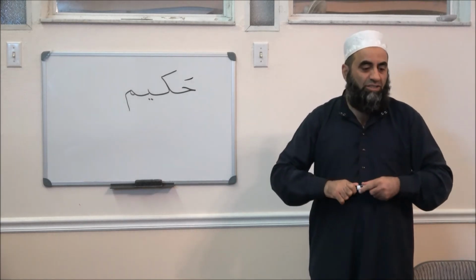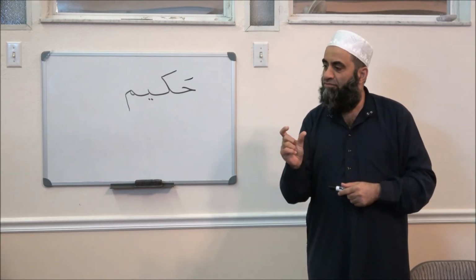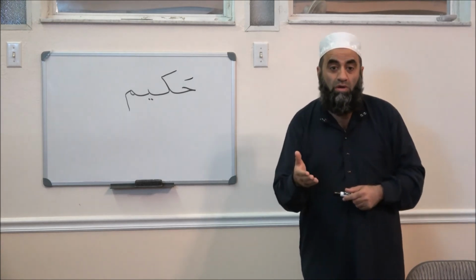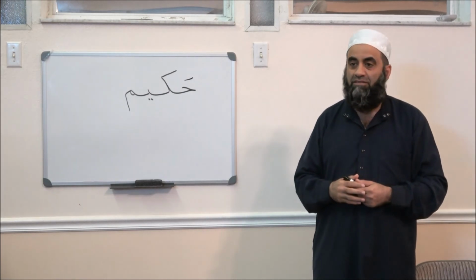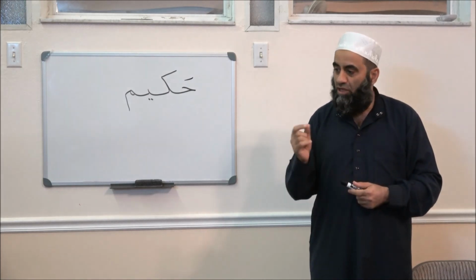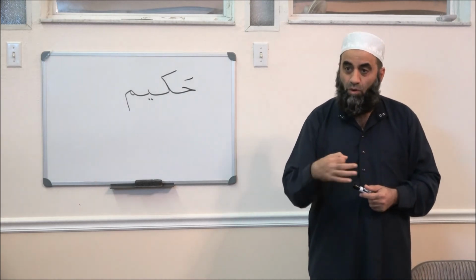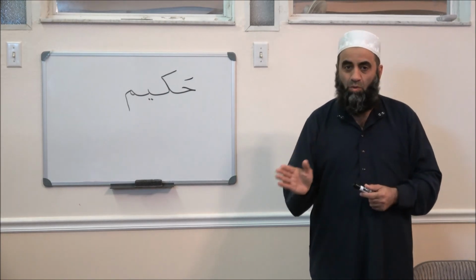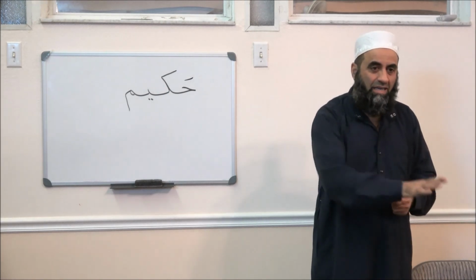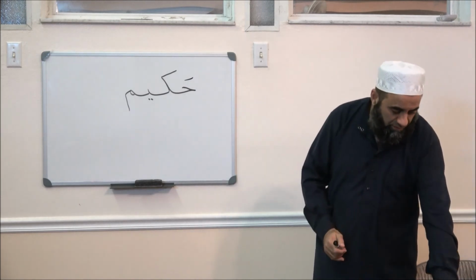So now if I ask you to translate quickly the segment of the ayah from the Quran, Wallahu Alimun Hakim. What does it mean? Wallahu, and Allah is Alimun, all-knowing, Hakim, all-wise. Wallahu Alimun Hakim, and Allah is all-knowing, all-wise.